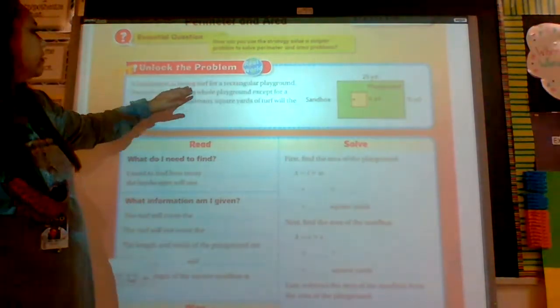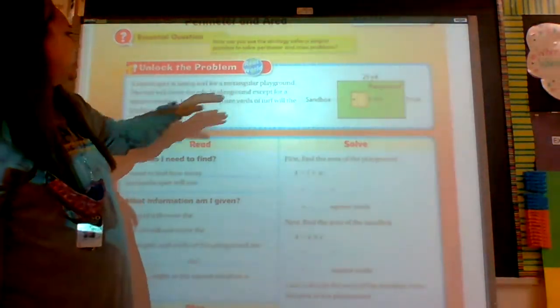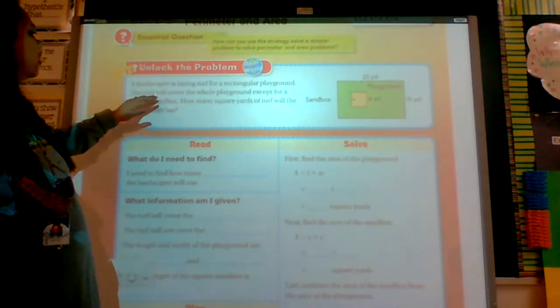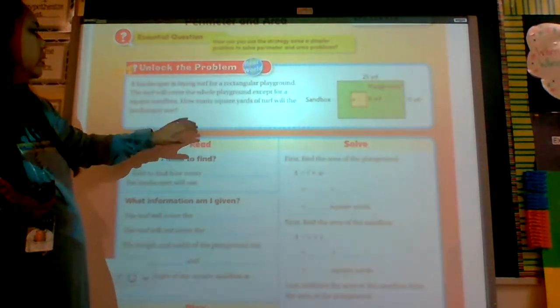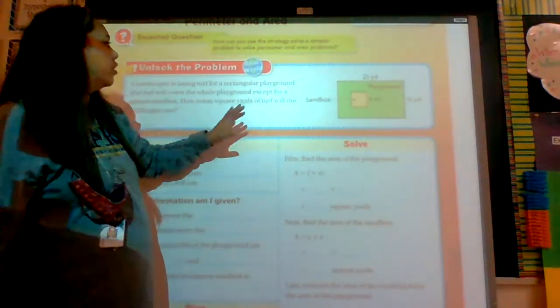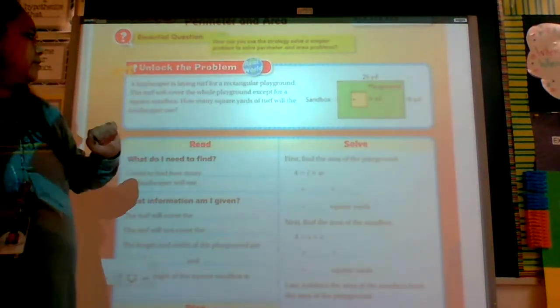A landscaper is laying turf for a rectangular playground. The turf will cover the whole playground except for the square sandbox. How many square yards of turf will the landscaper use?